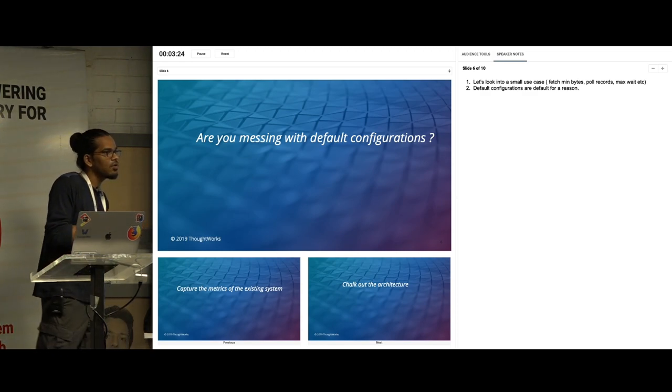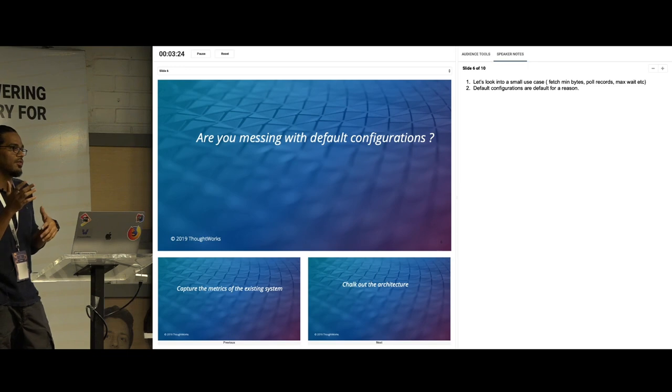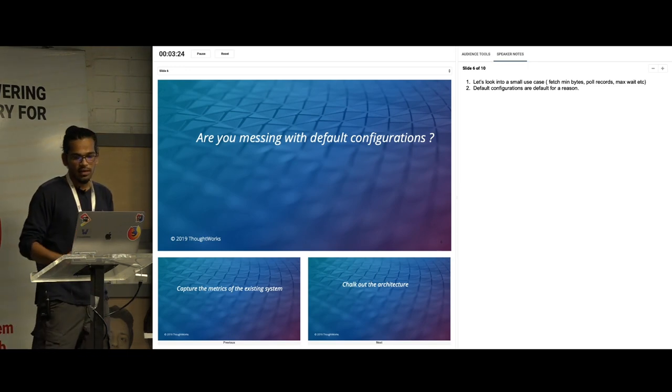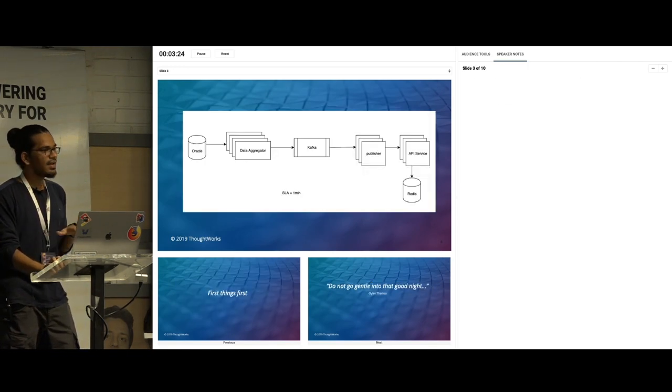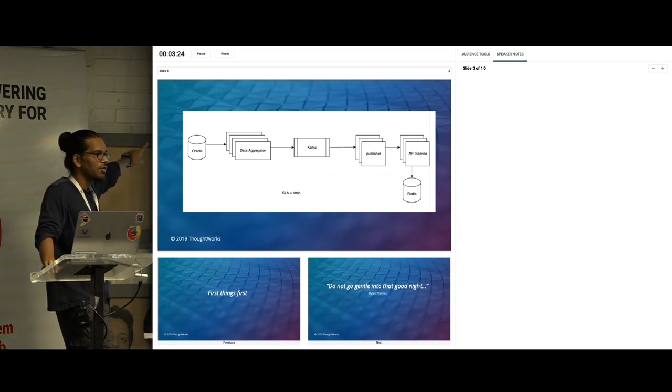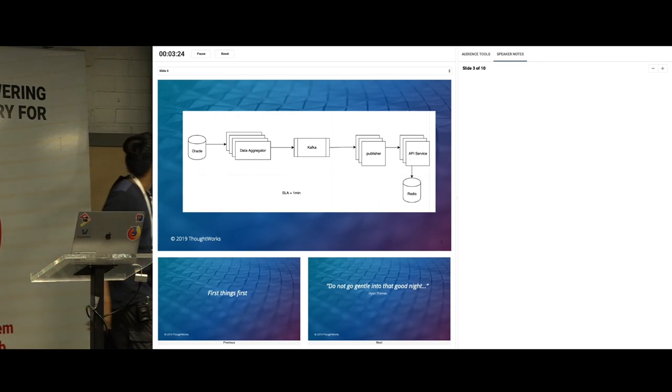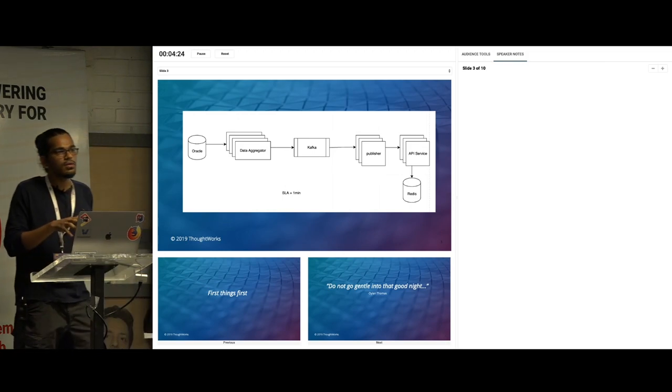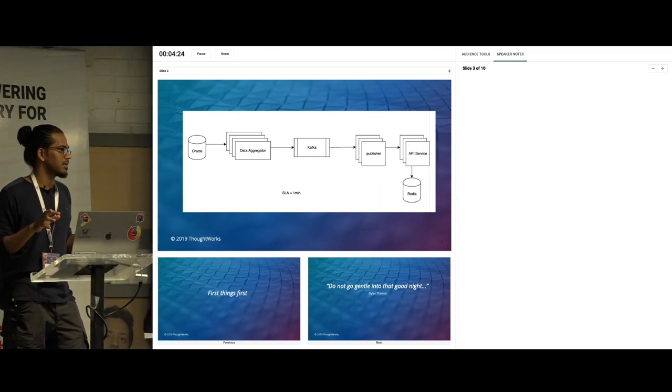And think before you mess with the default configurations of a system. For example, in our case, we had a service level agreement that the data being pulled from the Oracle should reach Redis within 1 minute. The aggregator was able to pull around 2 lakh payloads per minute from the Oracle, and the publisher was able to consume only around 2000 payloads per minute.